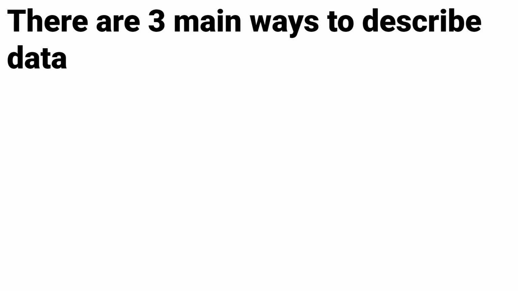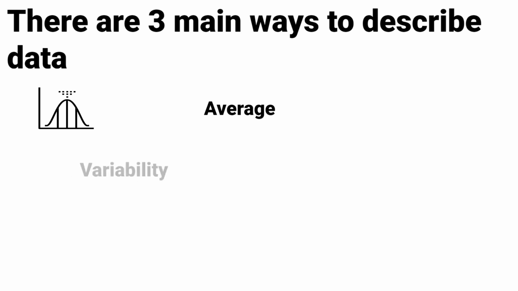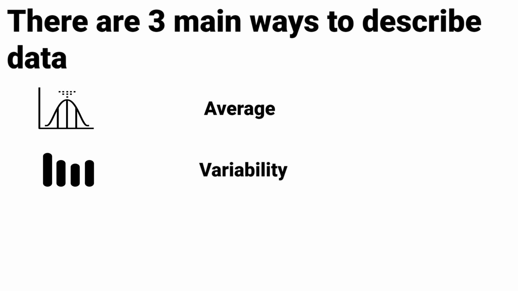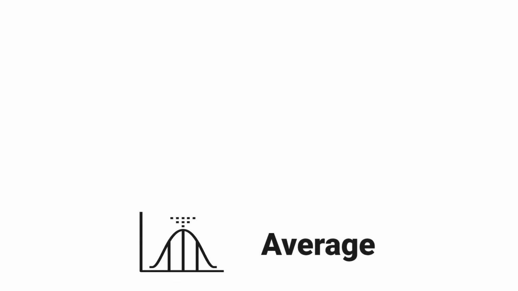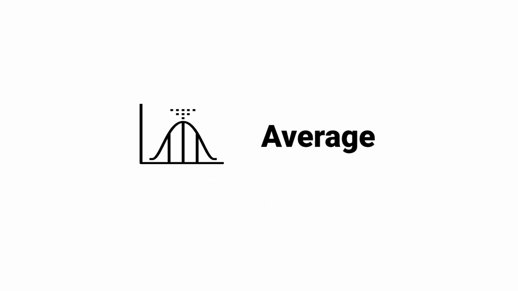There are three main ways to describe data. These are the average, the most representative score in the data set; variability, which is how data is spread out from the average; and shape, which is how the data looks when it's graphed. We'll discuss these in more depth later, but for now we'll focus on problems that can arise when you use the wrong average or when the graph or graphic used to represent the data is manipulated. Let's begin with averages.